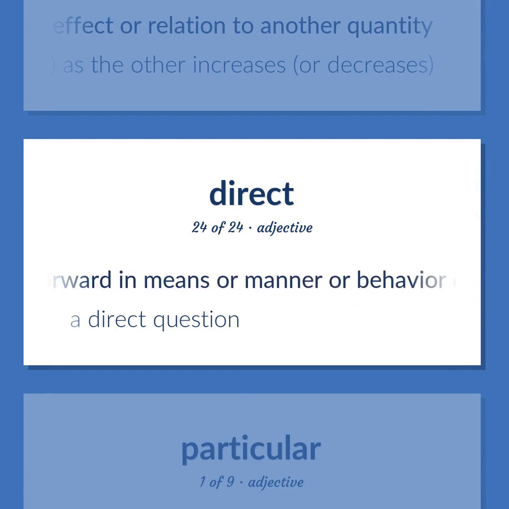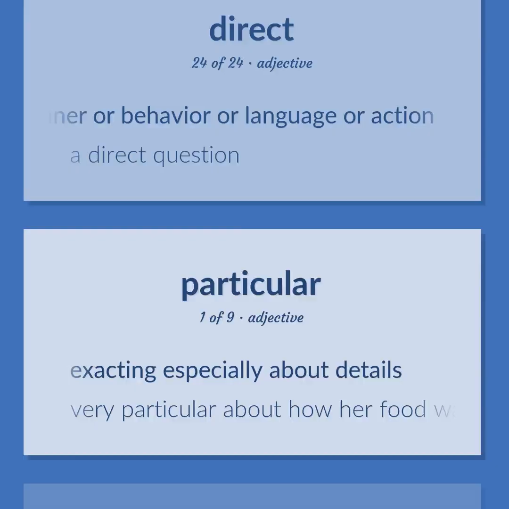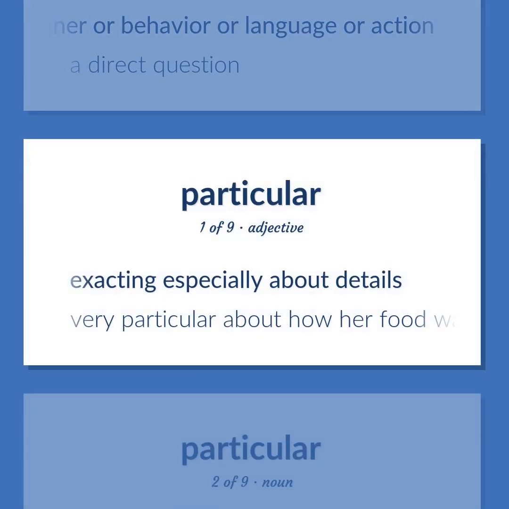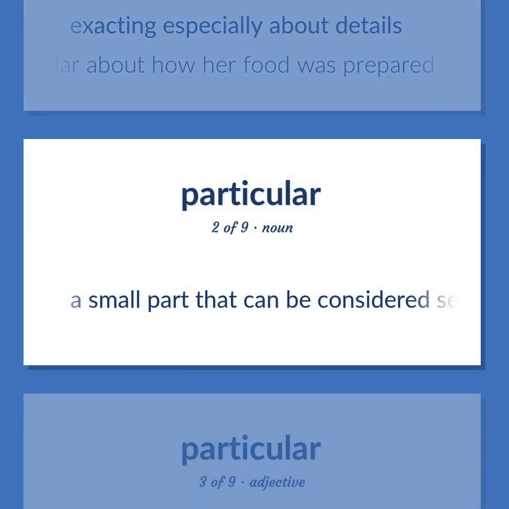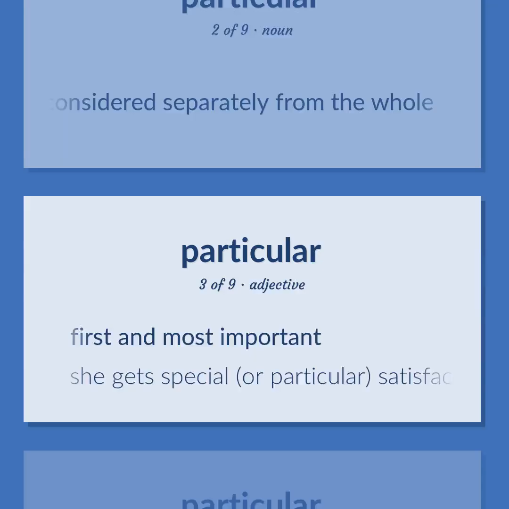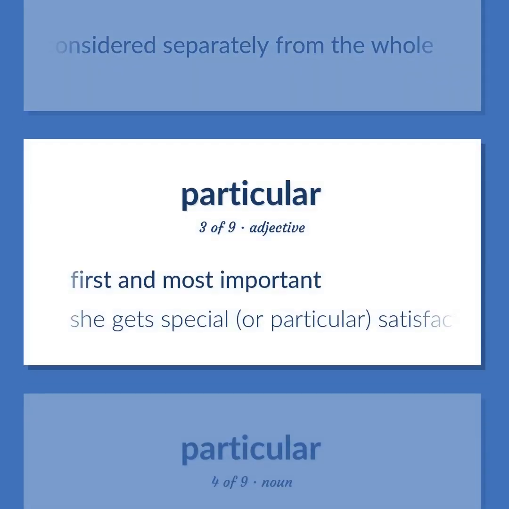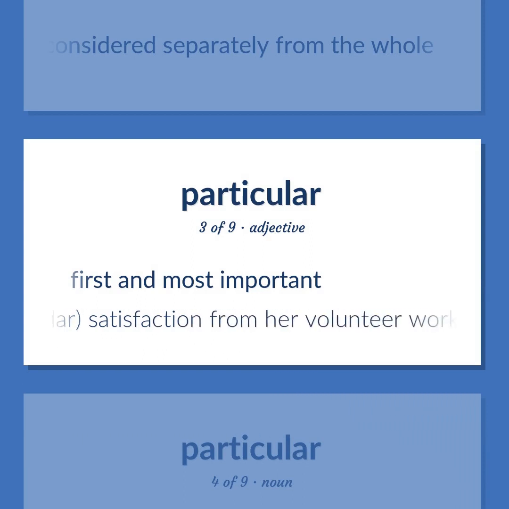Straightforward in means or manner or behavior or language or action. A direct question. Exacting especially about details. Very particular about how her food was prepared. A small part that can be considered separately from the whole. First and most important. She gets special, or particular, satisfaction from her volunteer work.